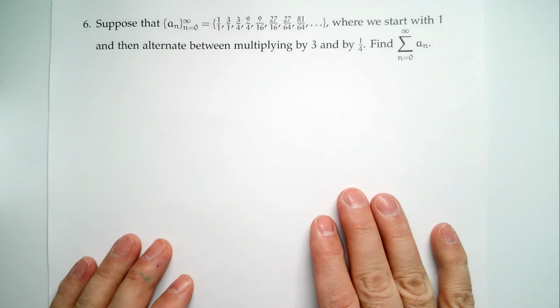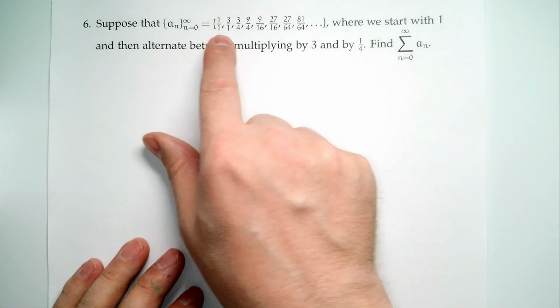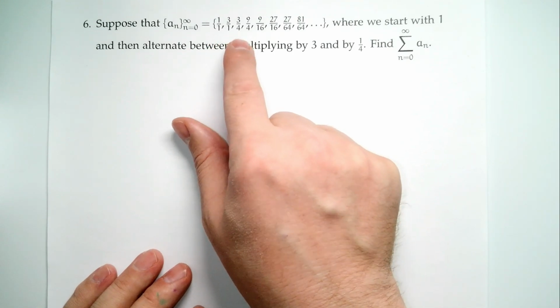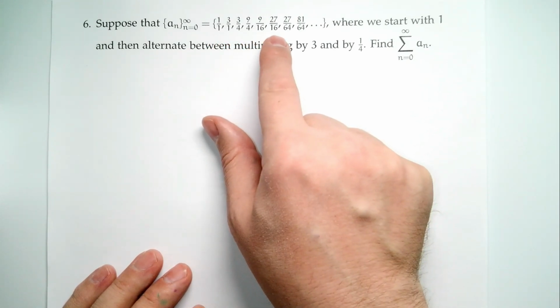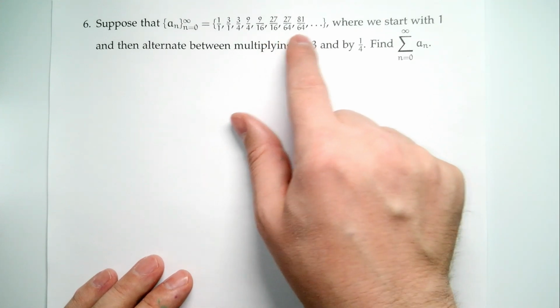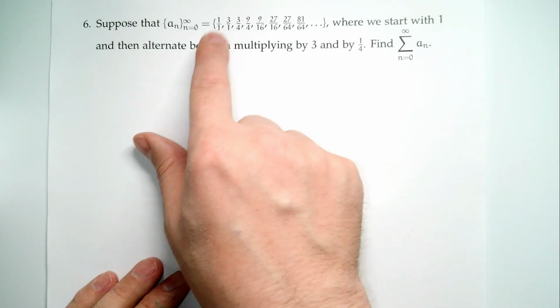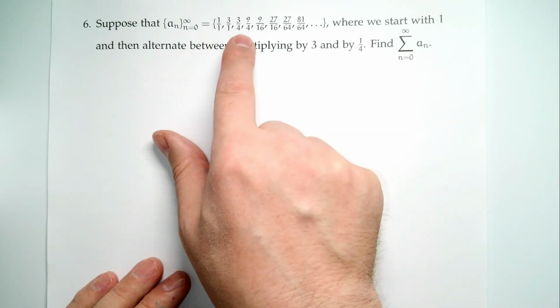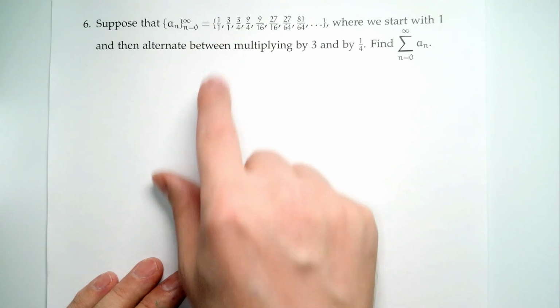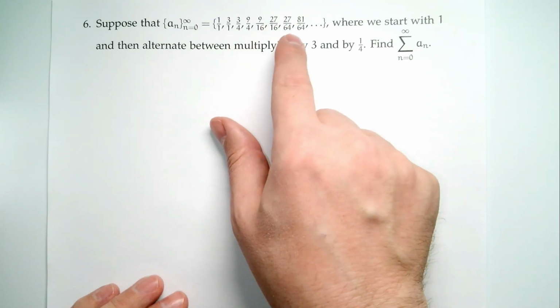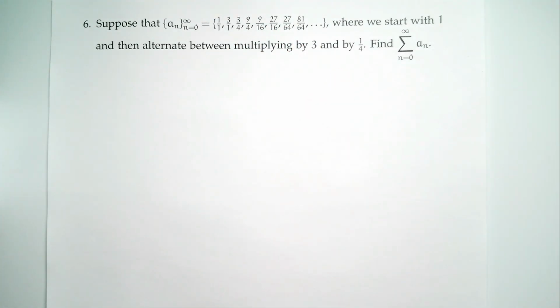Suppose that a sub n, n equals 0 to infinity, is this set of numbers. So you get 1 over 1, 3 over 1, 3 over 4, 9 over 4, 9 over 16, 27 over 16, 27 over 64, 81 over 64, where you start with 1, and then you either multiply by 3 or multiply by a fourth, but you alternate. See, so like here we multiply by 3, then by a fourth, then by 3, then by a fourth, and so forth. Find the sum n equals 0 to infinity a sub n.